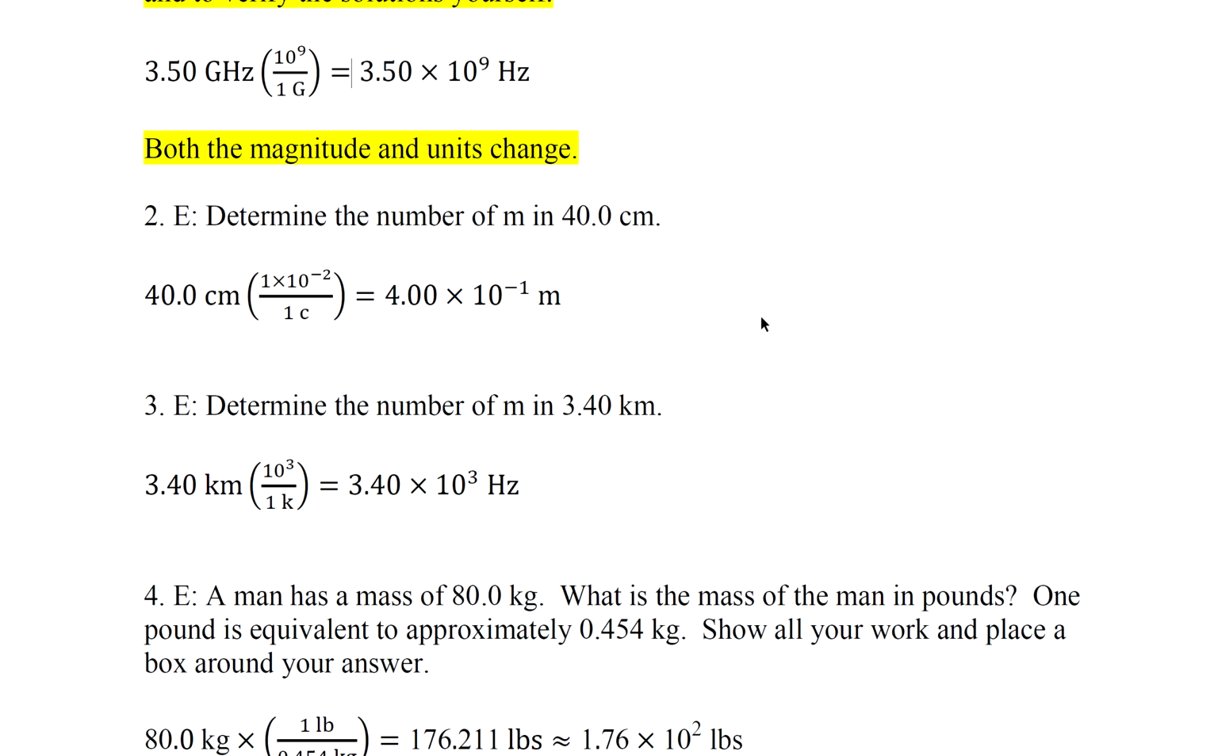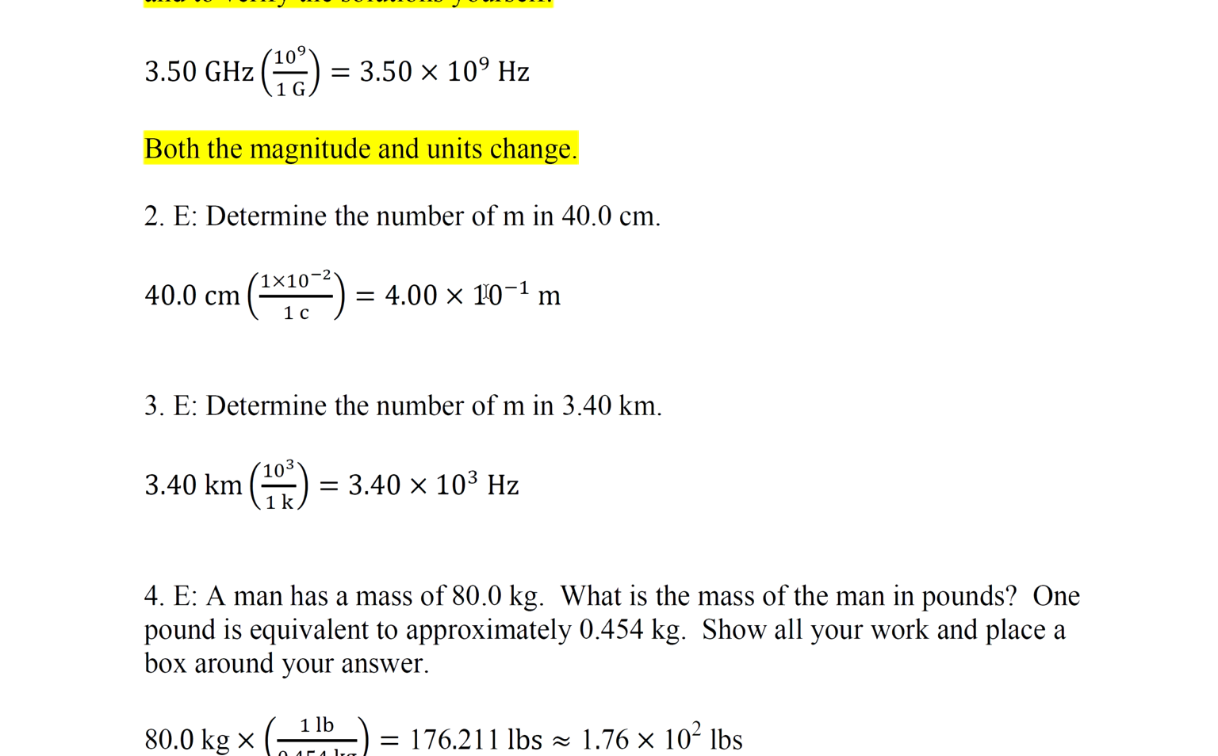Question 2, determine the number of meters in 40 centimeters. So on the left, we're going to have 40 centimeters. On the right, we're going to have meters. So 40 centimeters times what's in parentheses. And what's in parentheses is equal to the number 1. 1 times 10 to the minus 2 divided by 1 c is equal to 1. Because the numerator is equal to the denominator.